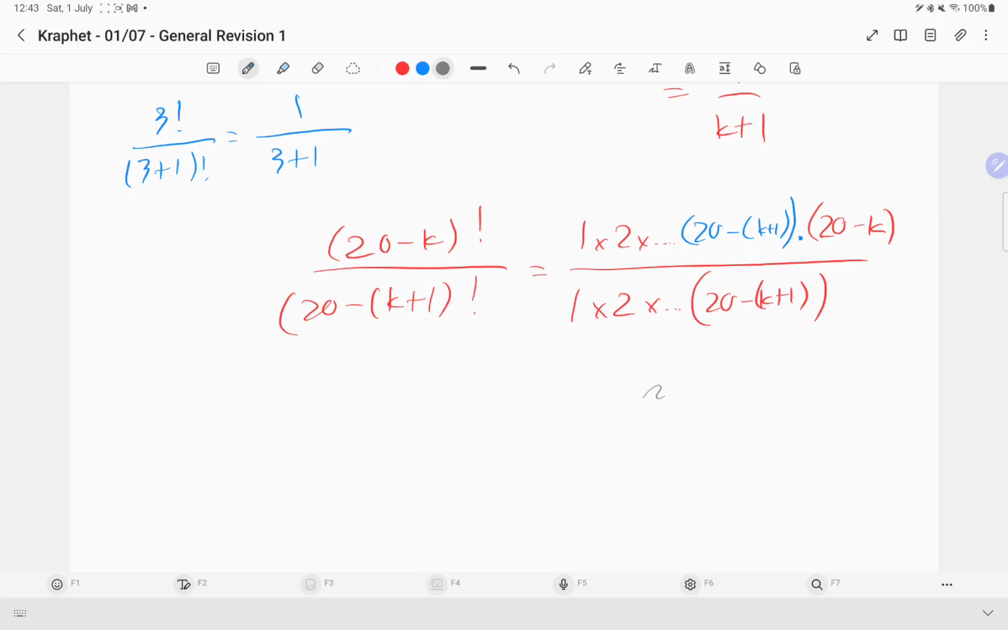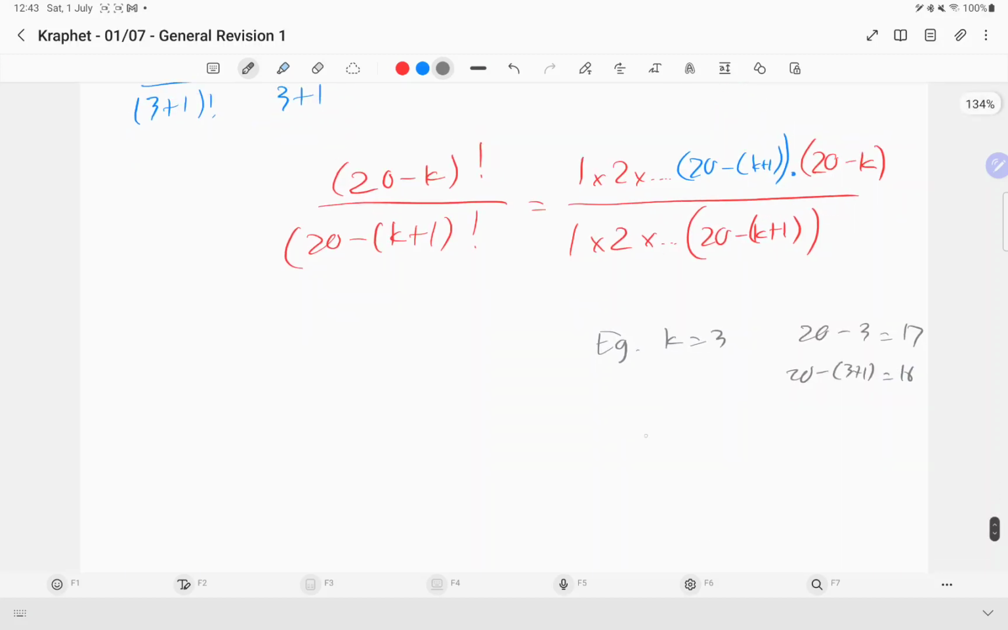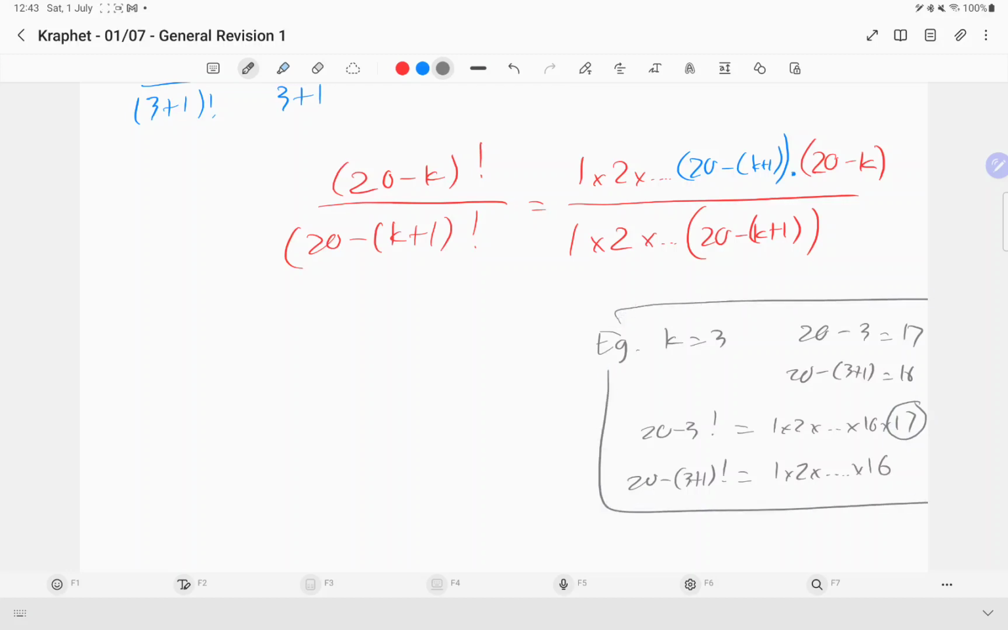It may feel a bit strange, but let's just say, for example, k equals 3. Then 20 minus 3 equals 17, and 20 minus 3 plus 1, which is 4, is 60. So the bottom number is lower than the top. So 20 minus 3 factorial is 1 times 2 times all the way to 16, but then also times 17. And then 20 minus 3 plus 1 factorial is 1 times 2 times all the way to only 16. Okay, so the top has 1 extra, and the 1 extra is the 20 minus 3. So that's why, when in doubt with the factorial thing, just use an example.